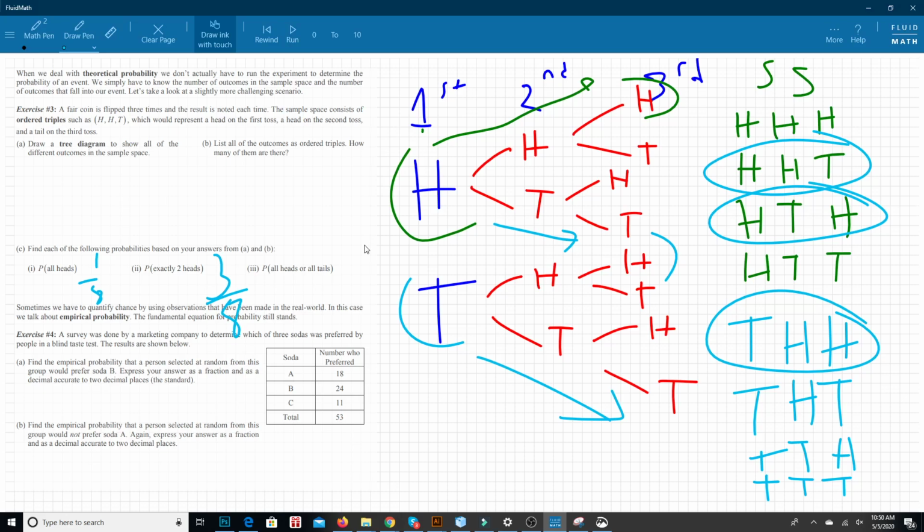Then we have all heads or all tails. Remember, with or, you can potentially get both. So all heads would be right here, so it's 1, and then all tails would be TTT. So that would be 2 over 8. So that's generally the probability that we can actually get these events, all right, guys?